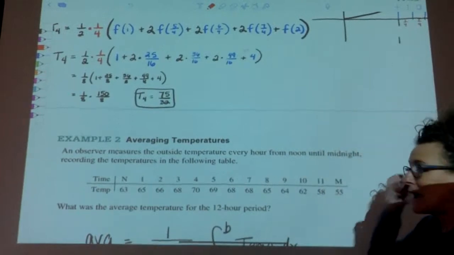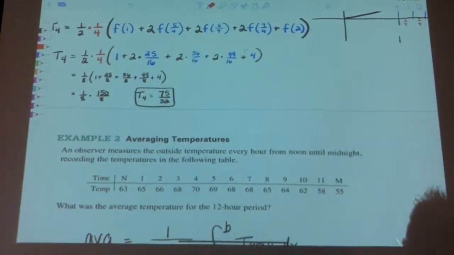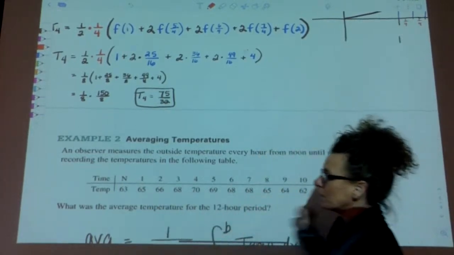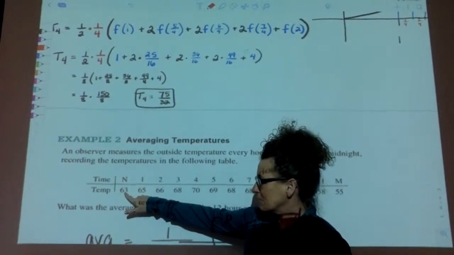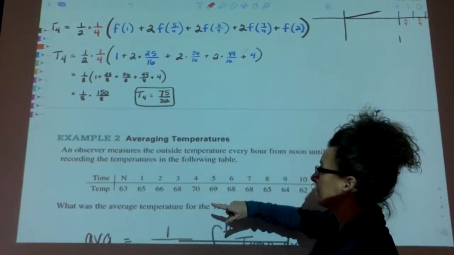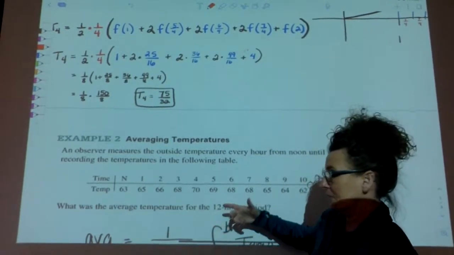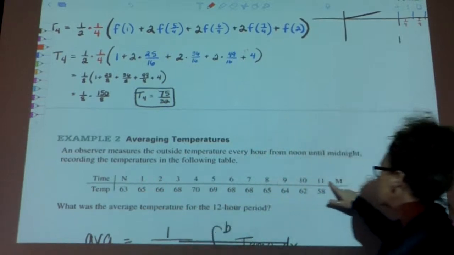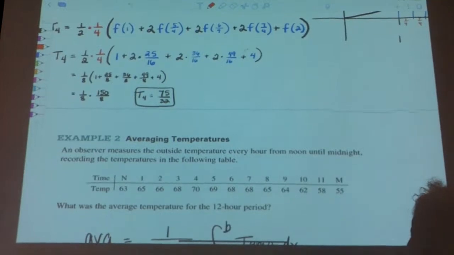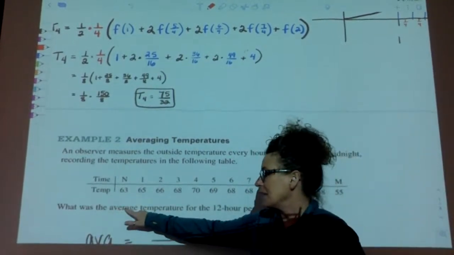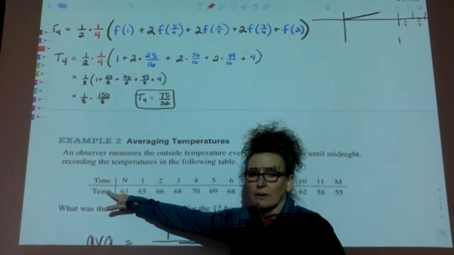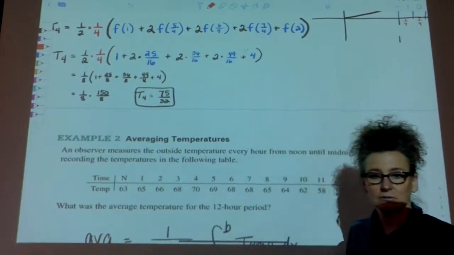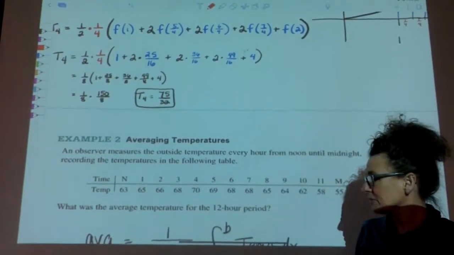Alrighty. On the back, we have some data in a table. And looks like, let's see, this is every hour. So at time 0, the temperature was 63, I assume, degrees. After 1 hour, 2 hours, 3 hours, and so on, 12 hours. This is asking for the average y value. What's the average on this function? Find the average on the function.